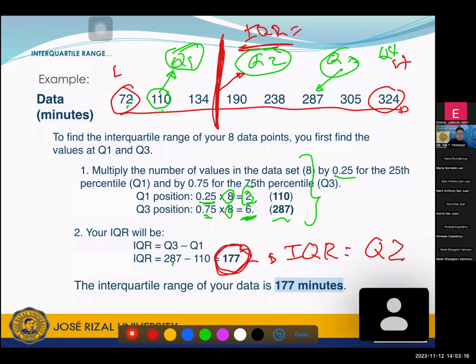Tingin natin, baka nandito yung interquartile range kasi simply it is in the middle, right? But if you compute for the interquartile range, which is more specific than just looking at the range, which is 72 and 324, your interquartile range points out a more specific value. So alam natin that the interquartile range of this data set is 177. Clear?